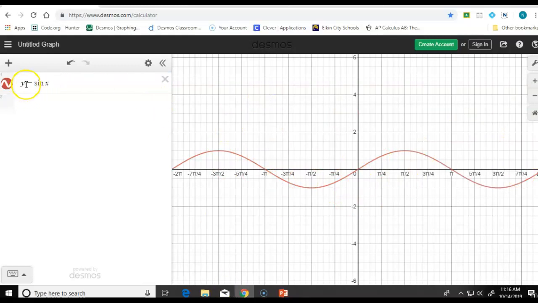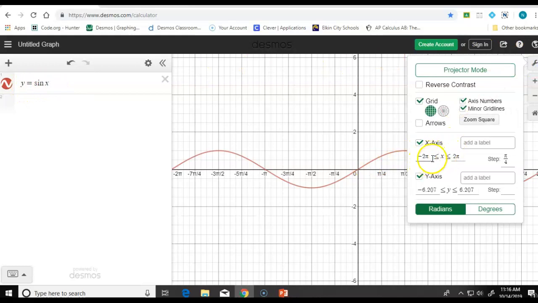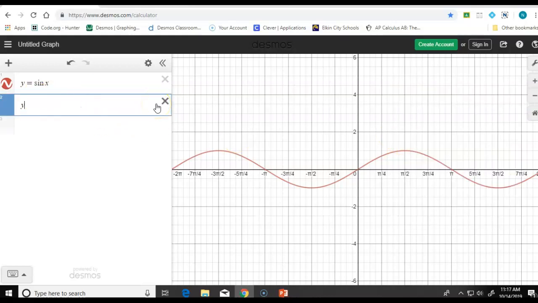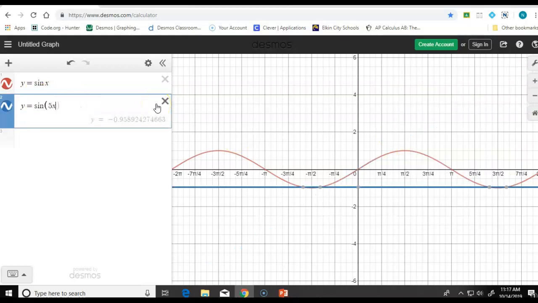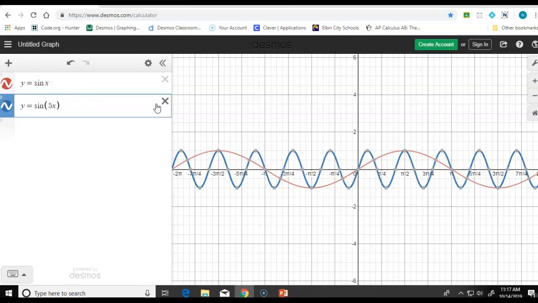This is y equals, actually I'm going to change that. Let's go up by. Well, that's fine for right now. If we graph y equals sine of 5x, what that does is it compresses your graph by a factor of 1/5, is what it's doing.